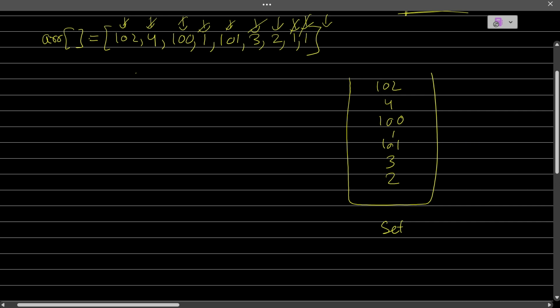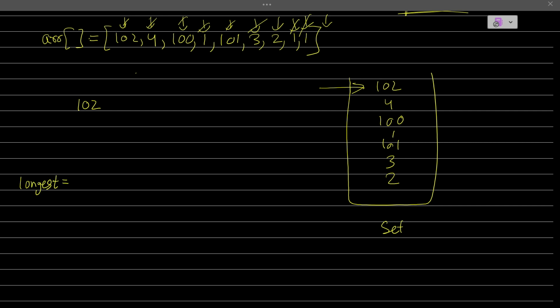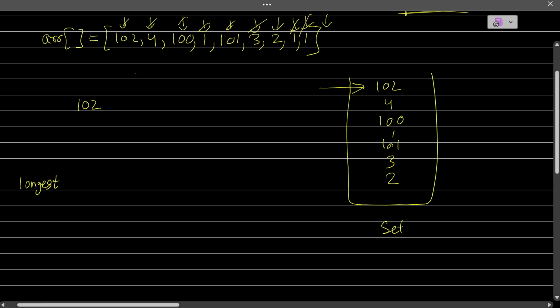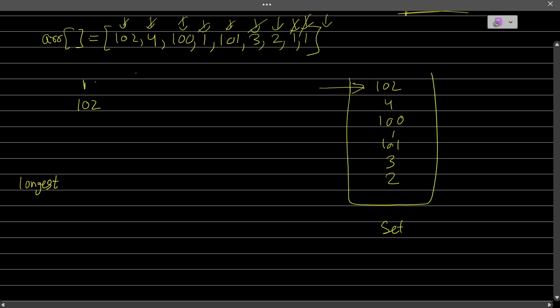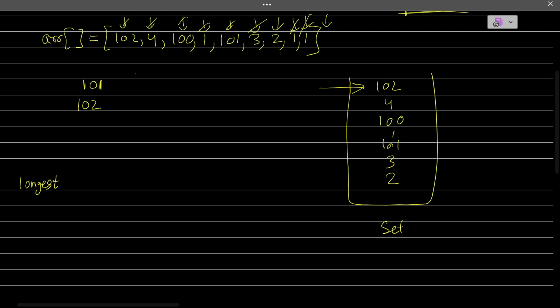In the set, I start iterating and I go to 102. I'll take a longest here. Probably I didn't initialize anything. I say longest, and then if 102, what should I look for? We have 102. Do we have 101 in the set? Yes, we have 101 in the set.